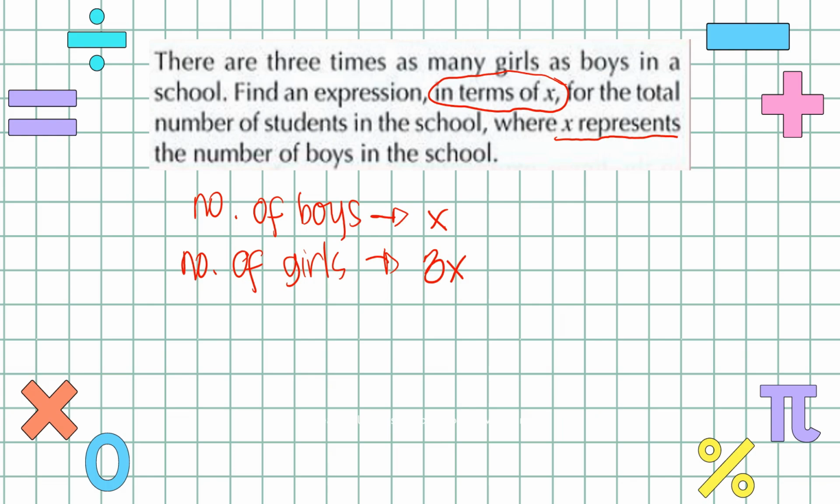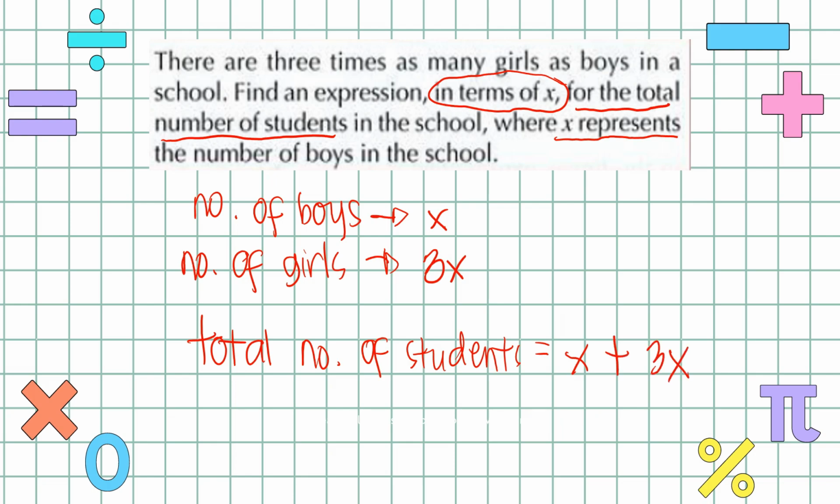And what we're looking for here is the representation for the total number of students. And the total number of students will be known by adding the number of boys to the number of girls, right? So therefore, the total number of students will be by adding our number of boys, which is x, to the number of our girls, which is 3x, and that is simply 4x. So this now represents the number of our students in the school.